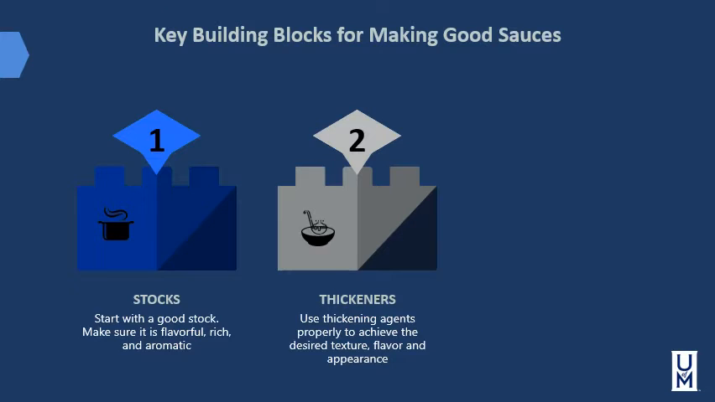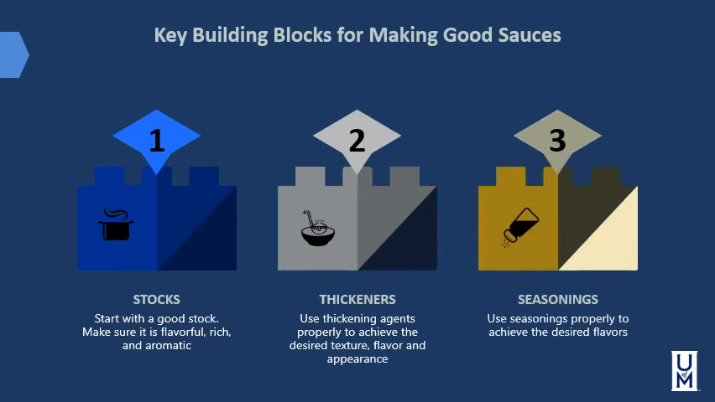Thickeners. Use thickening agents properly to achieve the desired texture, flavor, and appearance. You don't want to use the wrong thickener in this case because certain thickeners do not react well to heat or cold, so you need to understand a basic premise behind what thickeners to use. And then seasonings. It's all about what seasonings to use to get the desired flavor, whether those include herbs or spices in the stock preparation or in the finished sauce. Seasoning is always going to be a case. And then, of course, don't forget salt and pepper at the end.